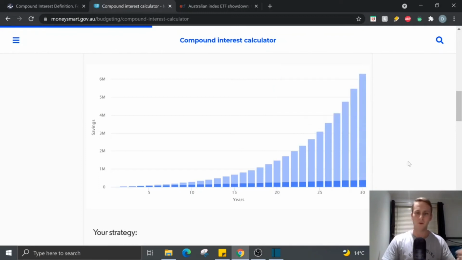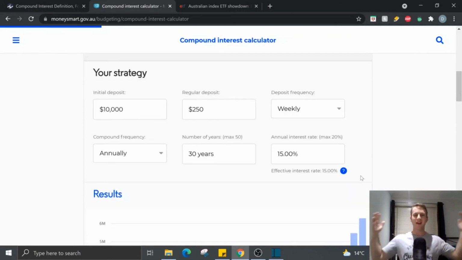Now, this is how Warren Buffett got wealthy, and this is how many people get wealthy. They invest their money, they take advantage of compound interest, and they reap the rewards. Now, let's say you're like, damn, I don't want to wait around 30 years for my 6 million. I want it now. Well, let's play around with these numbers and see if we can work something out.